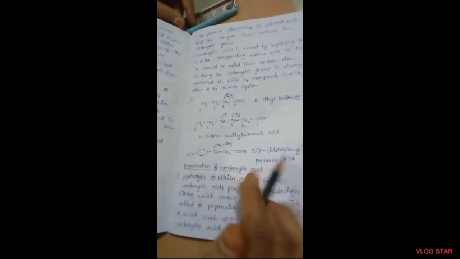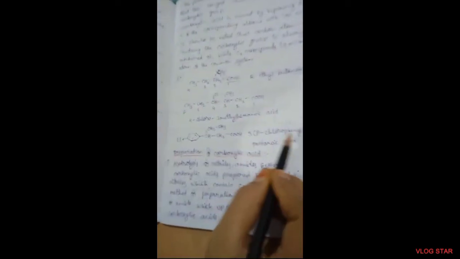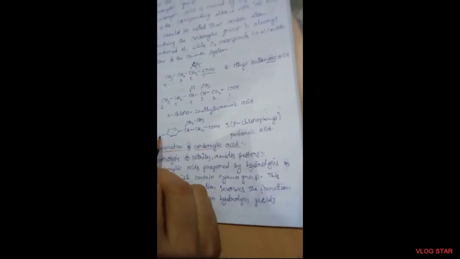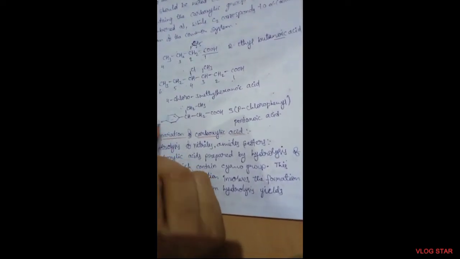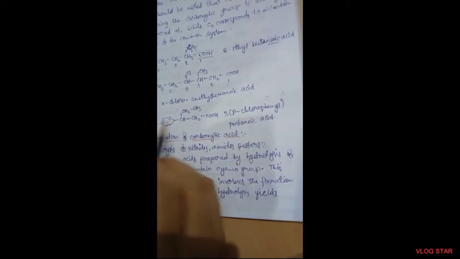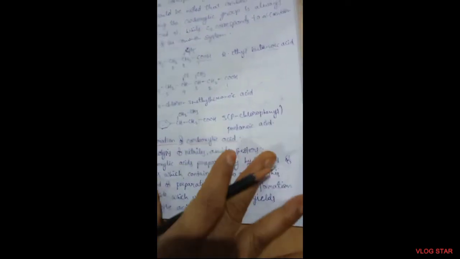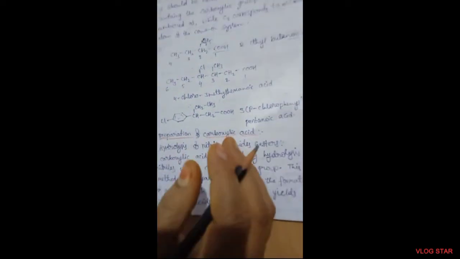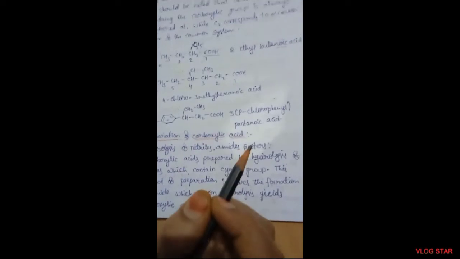Okay. The second one is 3-para-chloro-phenyl pentanoic acid. This chloro group is in the para position: ortho, meta, para. Para-chloro phenyl. This is a phenyl pentanoic acid. Okay. This is the IUPAC name. In this IUPAC naming we have some rules. We follow those rules and give the naming of the carboxylic acids.